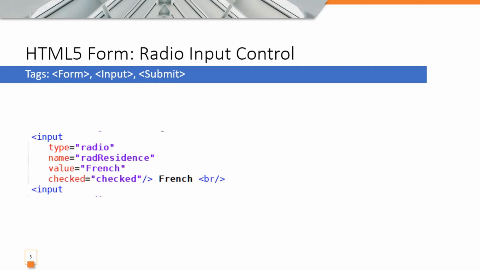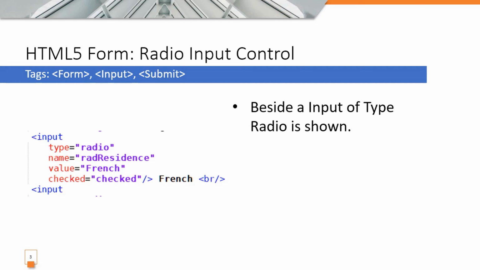When that's the case, you can create various input elements and give the same name to the input elements. When the names are the same, let's assume here RAD residence, you are seeing one input tag, right? If we have one more input tag with name RAD residence and value Italian instead of French, then there are two radio buttons under the residence group with values French and Italian, right? So besides this, input of type radio is shown.